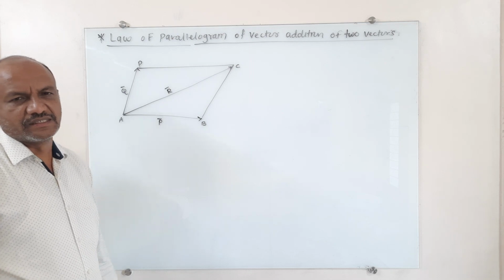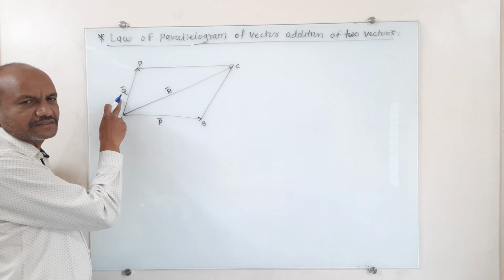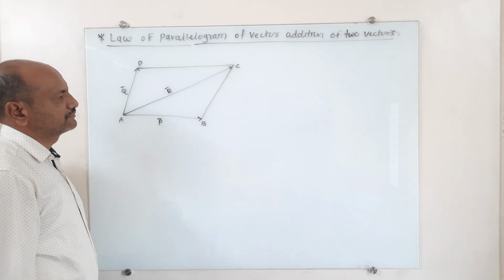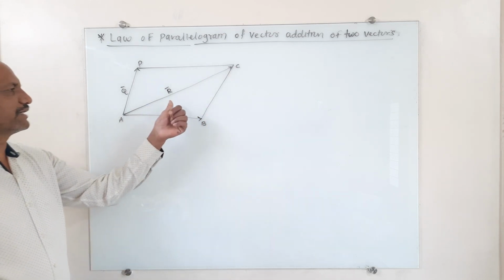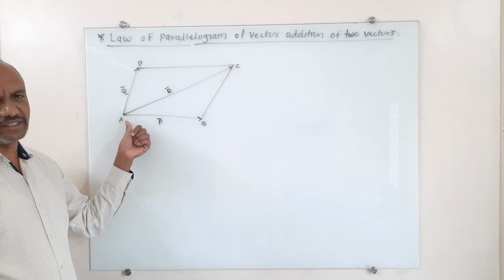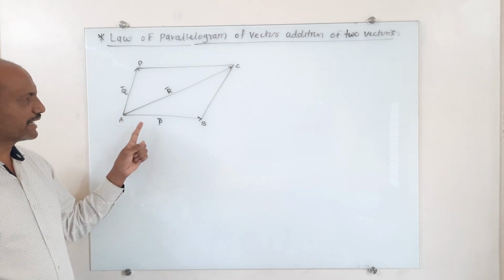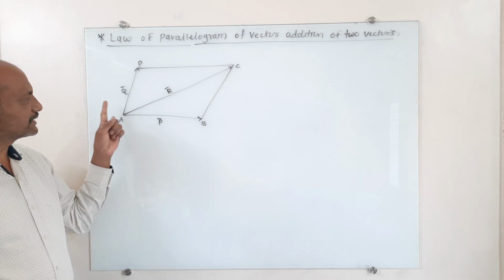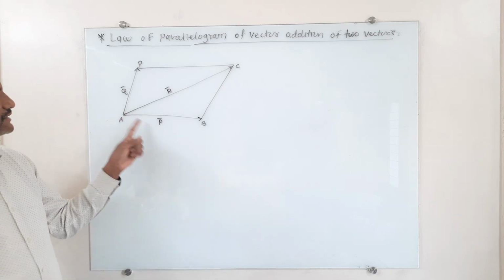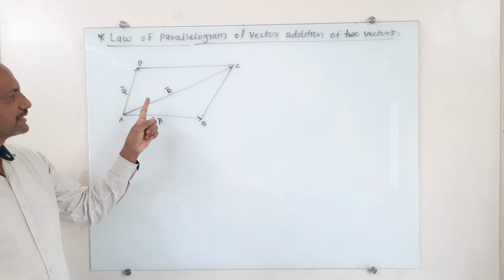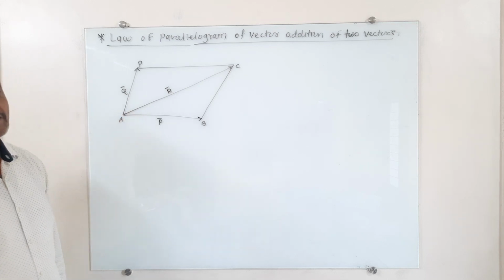What is the statement of this law of parallelogram? Listen carefully. If two vectors are represented in magnitude and direction by two adjacent sides of a parallelogram, then the resultant is represented in magnitude and direction by its diagonal drawn from their common point.